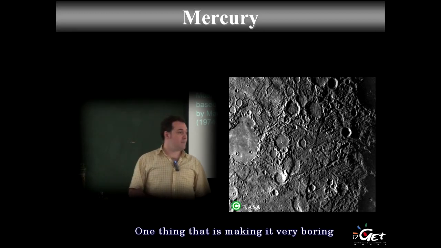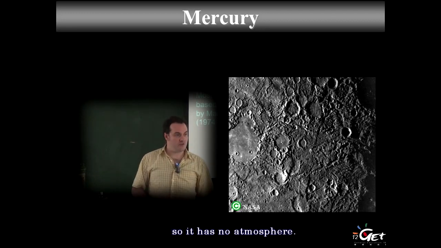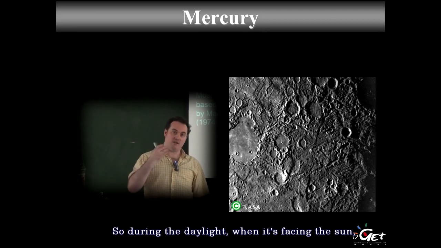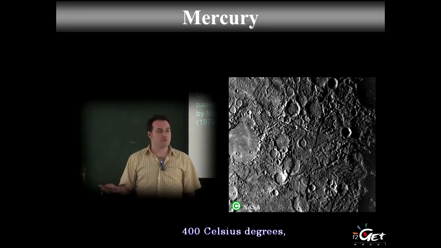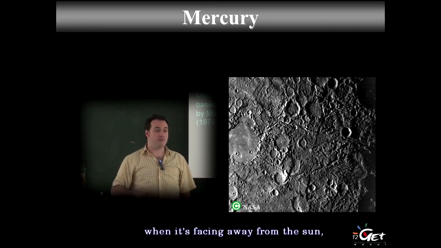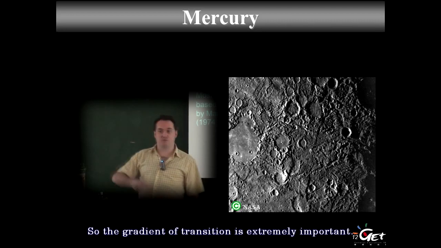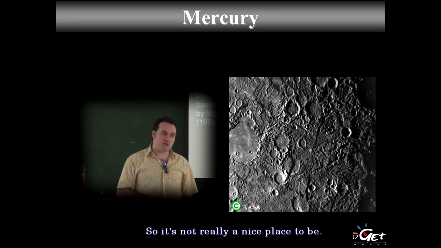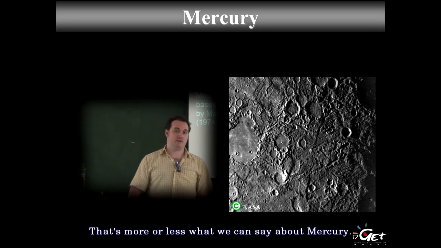And the reason why there has not been much activity on Mercury since is because it's a pretty boring place. One thing that makes it very boring is that it's very close to the Sun and has no atmosphere. So during the daylight, when it's facing the Sun, the surface temperature is around 400 Celsius. And during the nights, when it's facing away from the Sun, it's probably minus 100, minus 200. So the gradient of transition is extremely important. So it's not really a nice place to be. That's more or less what we can say about Mercury.